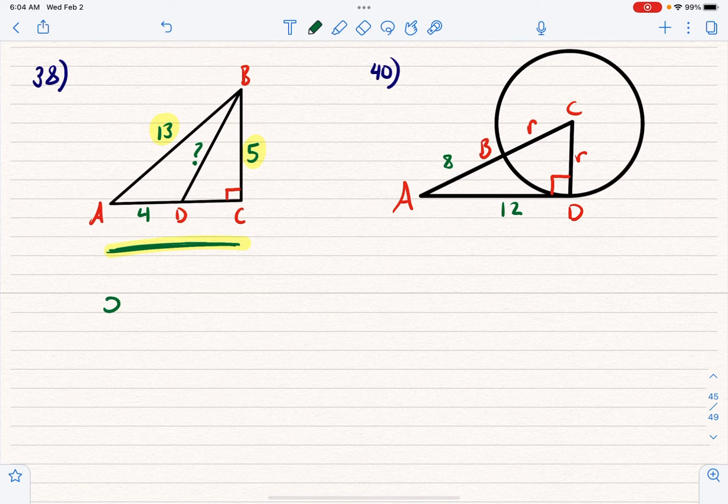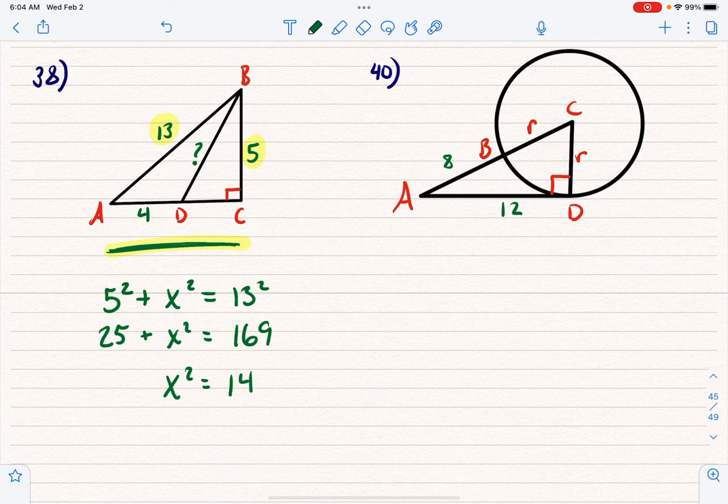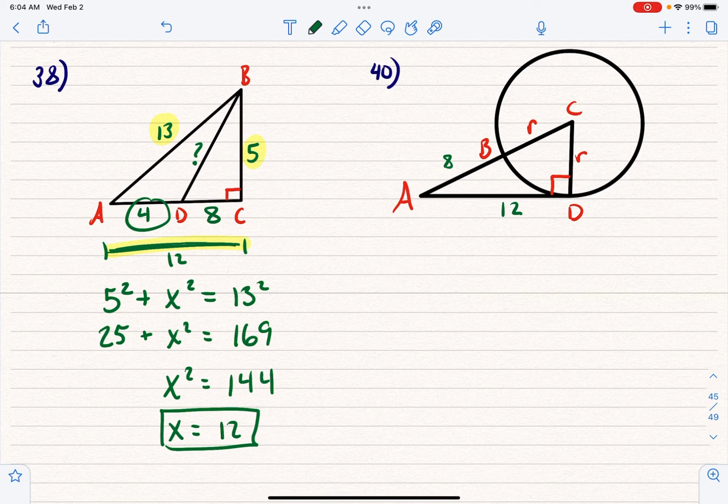And so that means I would say 5 squared plus some unknown squared is equal to 13 squared. 5 squared is 25, x squared is x squared, 13 squared is 169. If you subtract the 25, you get 144. And then you square root both sides, you get x is equal to 12. Now what that is to say is that this whole thing from here to here is 12. And if this part is 4, then that leaves 8 for right there.